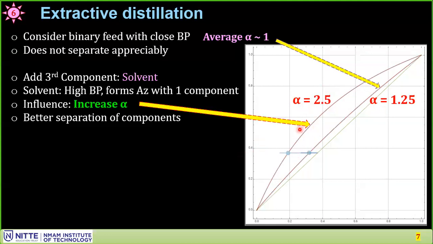How can we achieve this? This is good for separation. You will have a distillate with a high concentration of the more volatile component. How we can achieve this is the major question. The solution is extractive distillation.